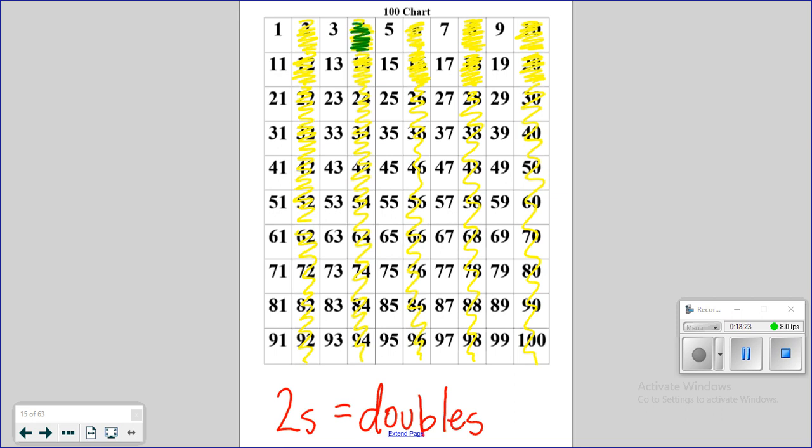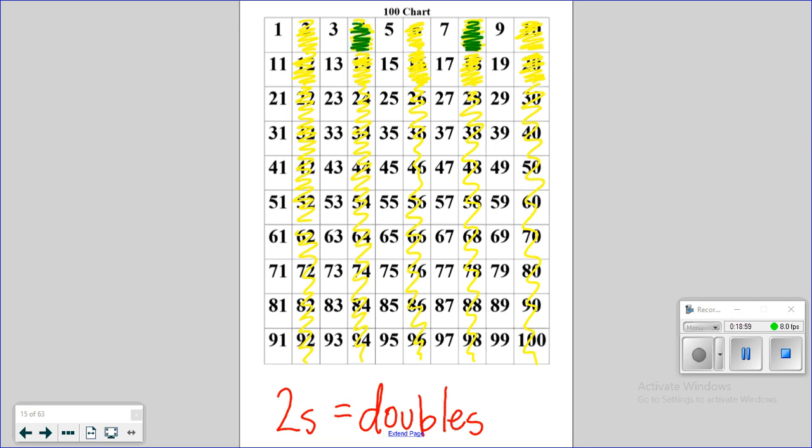What is 2 times 4? Yes, sort of green. 2 times 4. John? 8. Color in our 8. What about 3 groups of 4?